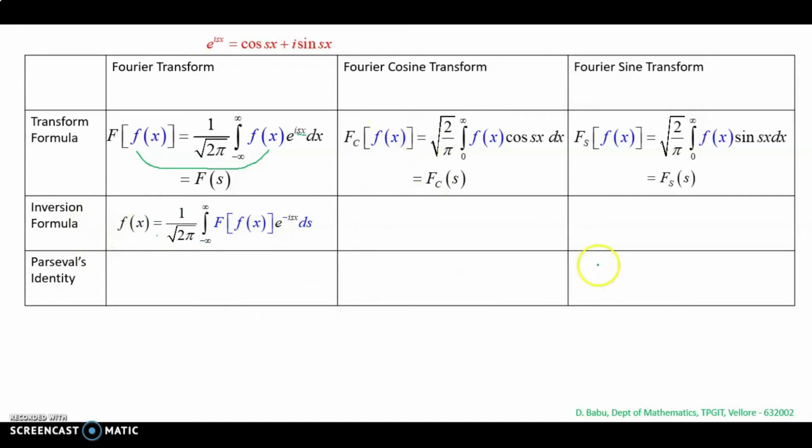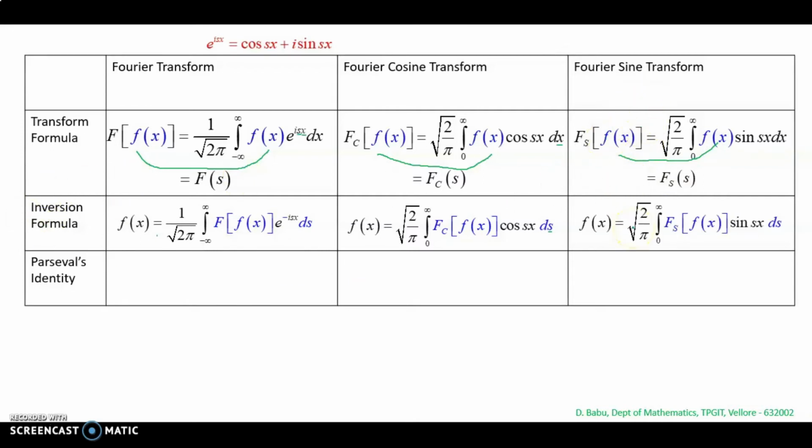For the Fourier cosine transform, the inversion formula is just to interchange this and this. So f of x equal to square root of 2 by pi, 0 to infinity, Fourier cosine of f of x cos sx into ds. Here the only difference is here with respect to x, here with respect to s only. So here also we interchange. Then the Fourier sine transform: the inversion formula of the Fourier sine transform is f of x equal to square root of 2 by pi, 0 to infinity, Fourier sine of f of x into sin sx into ds. Here also the only difference is here x, here s.